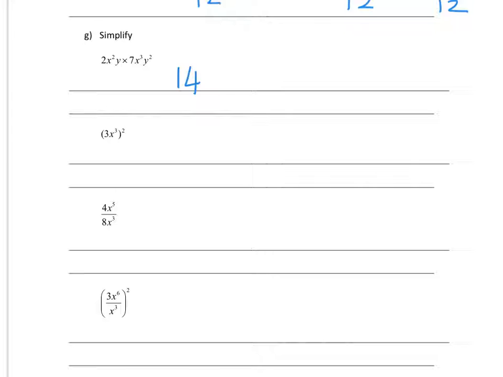When we're multiplying, we can just add the powers. So I've got x to the power of 2 and an x to the power of 3, so I can add the powers, I have x to the power of 5. I have y to the power of 1, and a y to the power of 2 would give me y to the power of 3. So again, multiply your numbers first and then add your powers of the same terms.